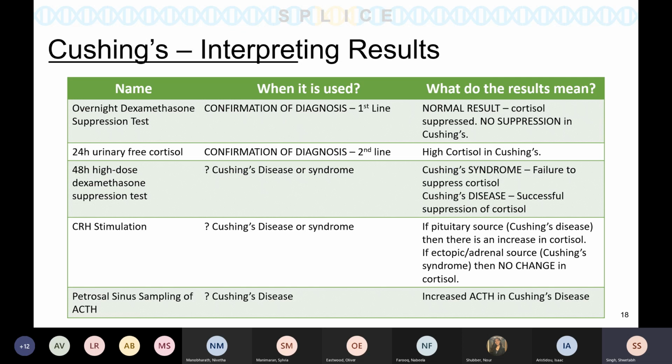in Cushing syndrome, the steroids are being produced autonomously. Like, it doesn't need ACTH to basically tell it to start producing cortisol. It just does it by itself. And then petrosal sinus sampling of ACTH, you can see that there's a higher concentration of ACTH in the petrosal sinuses, which would indicate towards a Cushing's disease picture. Okay, next slide.